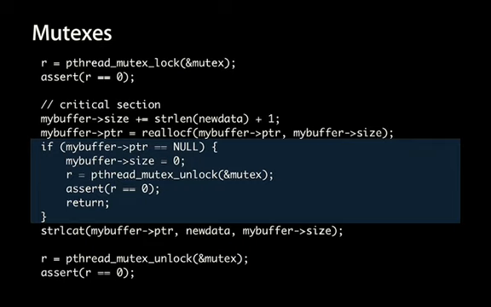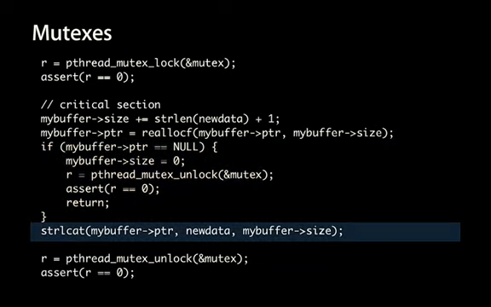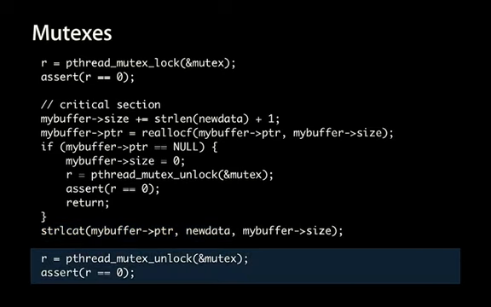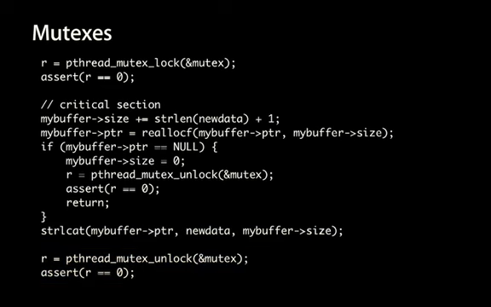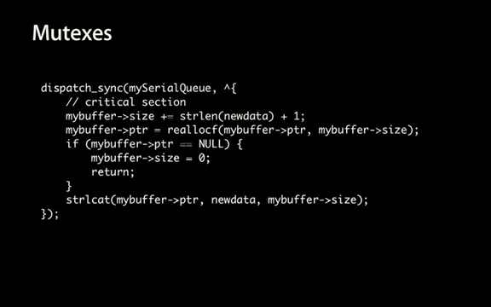It's worth pointing out here that we could have forgotten to unlock the mutex and returned prematurely, and that is an interesting problem that mutex users need to be aware of. Finally, if the reallocation succeeded, we can concatenate our string and finally unlock the mutex and verify that the unlock actually worked. Well, with GCD, it's a lot simpler.